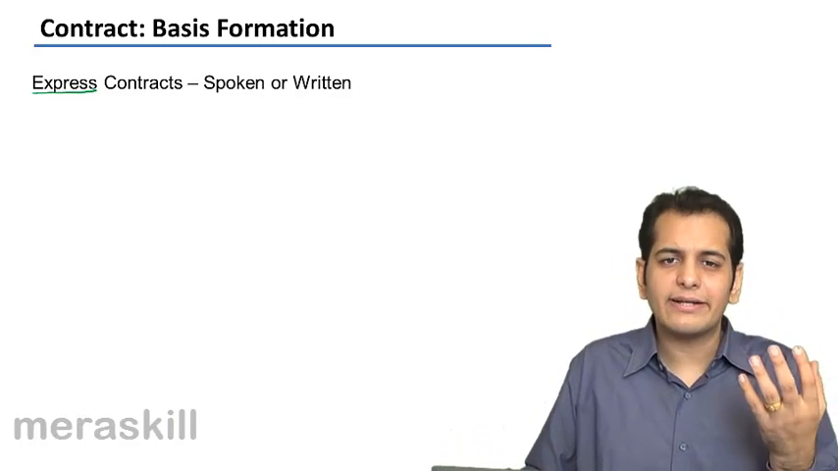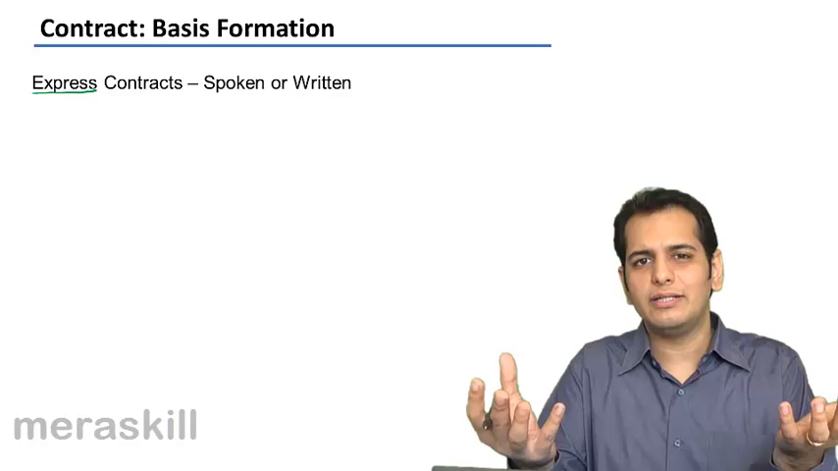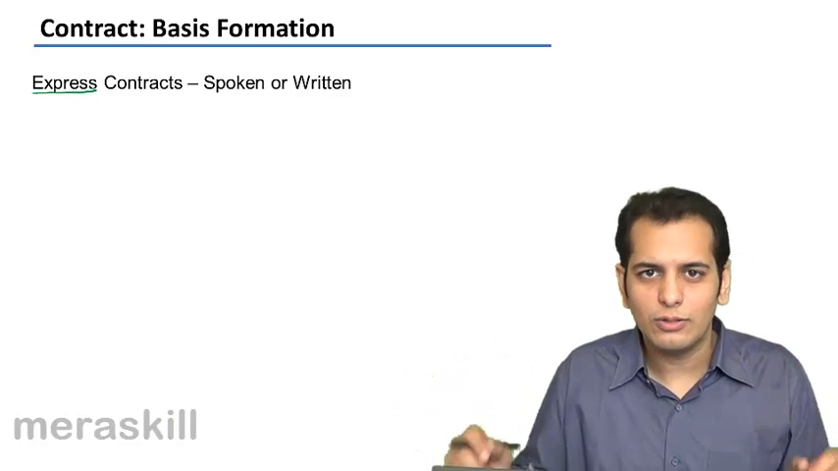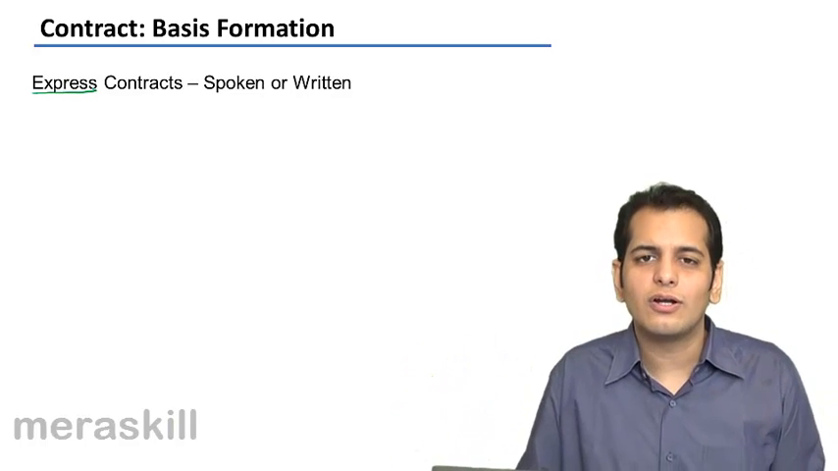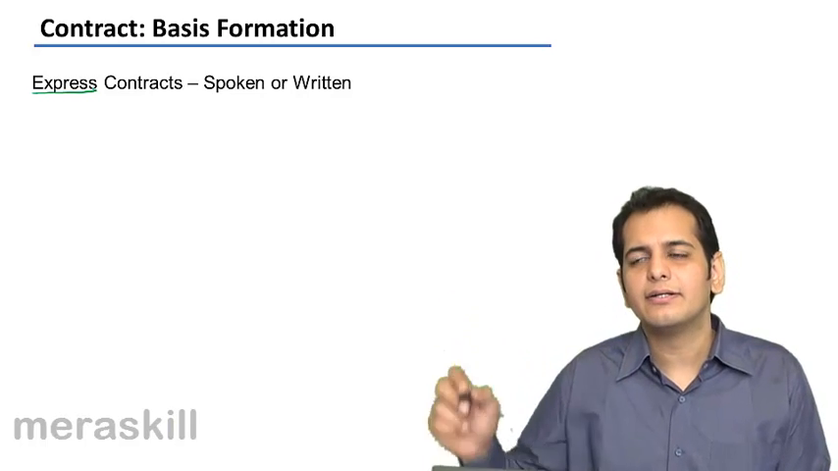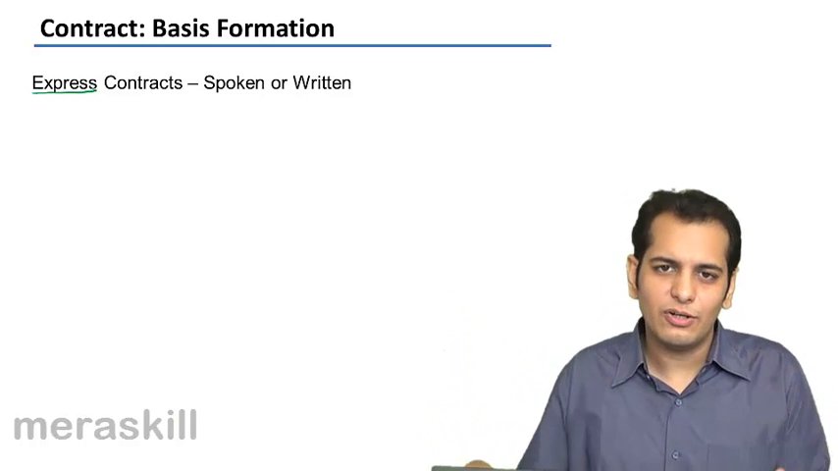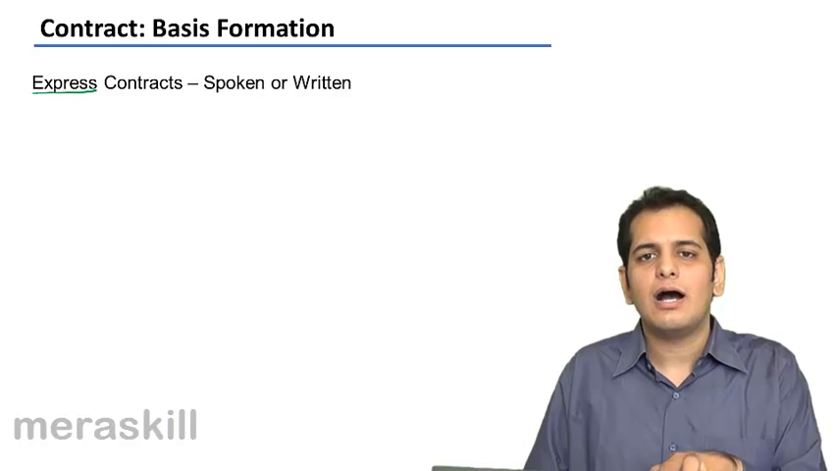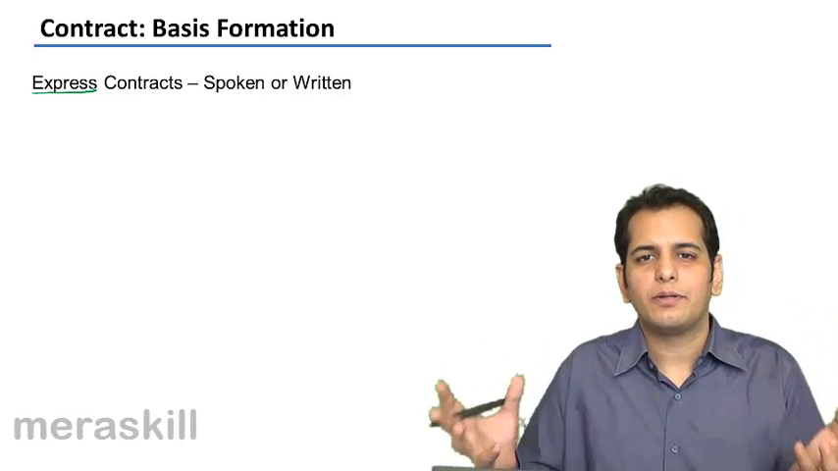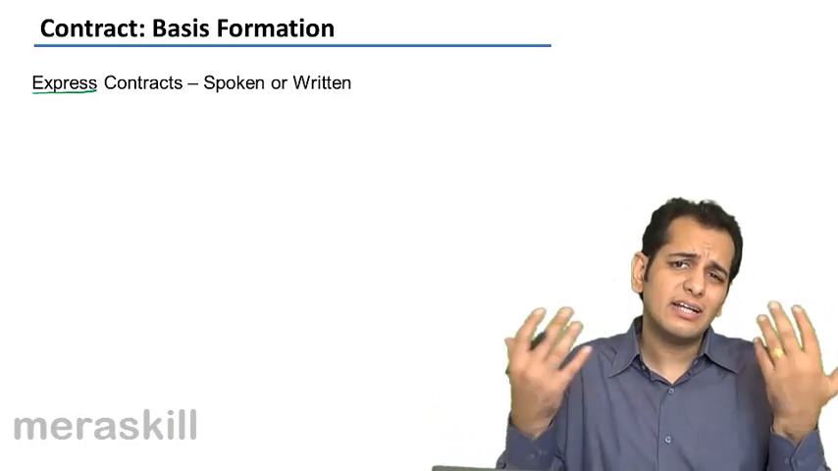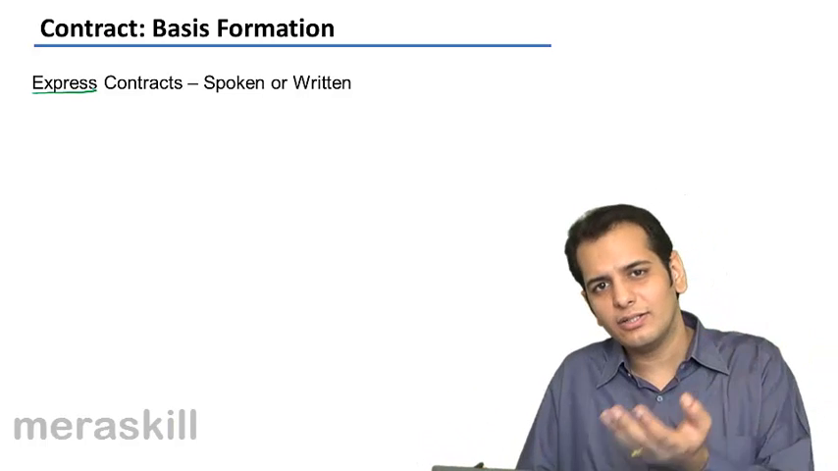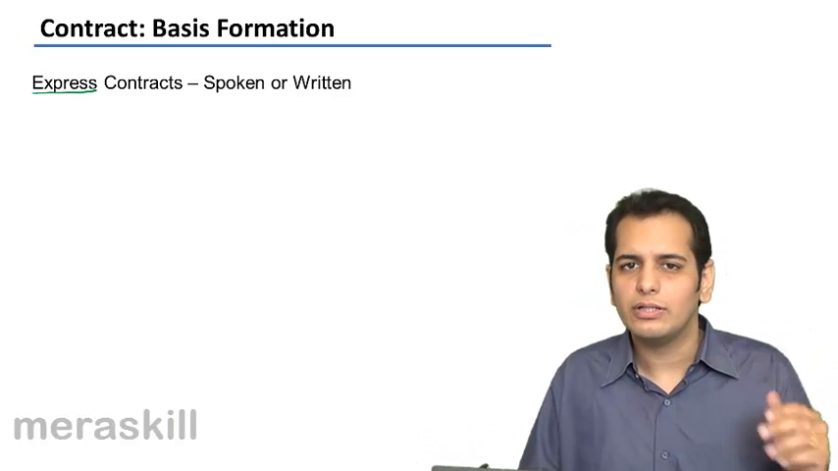So such contracts which are communicated orally are oral contracts. Such contracts which are communicated in writing are written contracts. Both of them are called express contracts because these contracts are expressed in words, either in writing or orally.